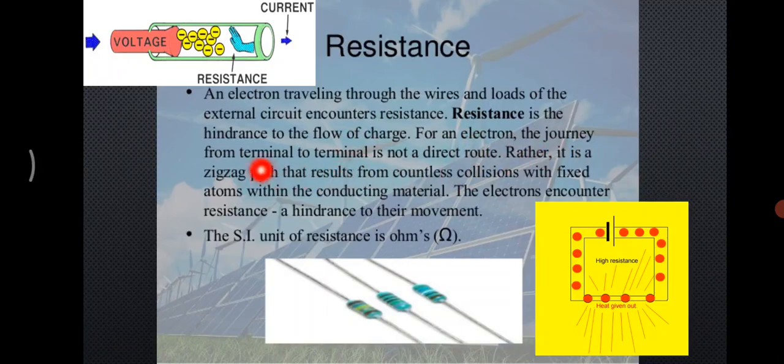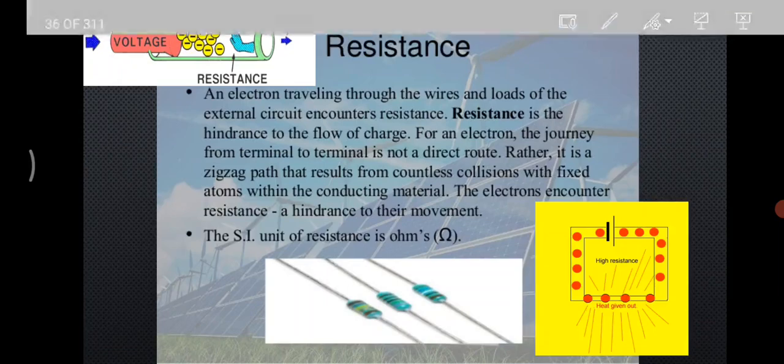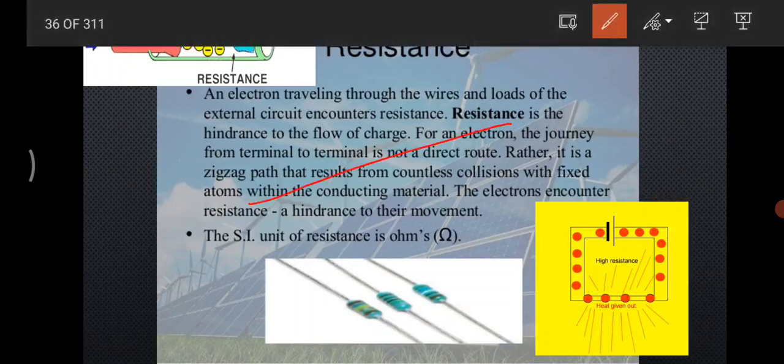For the electrons, the journey from one terminal to the other terminal is not a direct route. It will not go directly. I will explain it in this way. Suppose I take one wire here, I will draw it on this slide itself. Suppose there are some electrons which are going to flow, and not only electrons, atoms will also be there in between. What happens? These atoms will not allow the electrons to flow directly. There will be a collision.